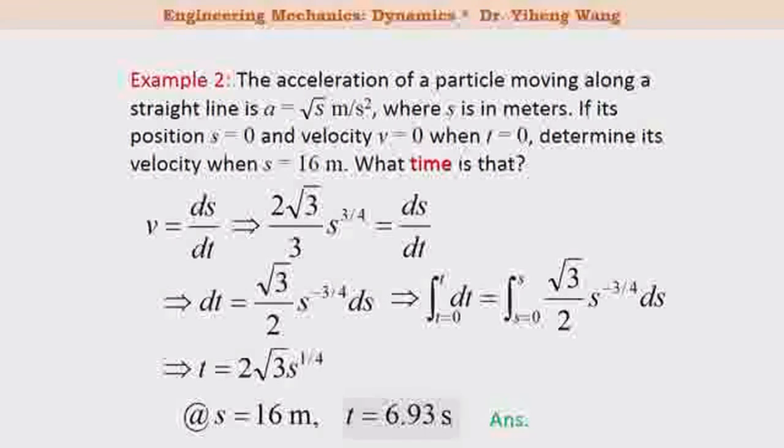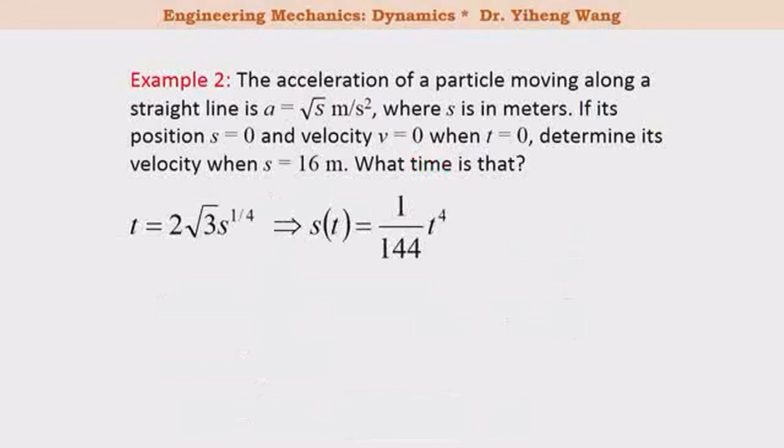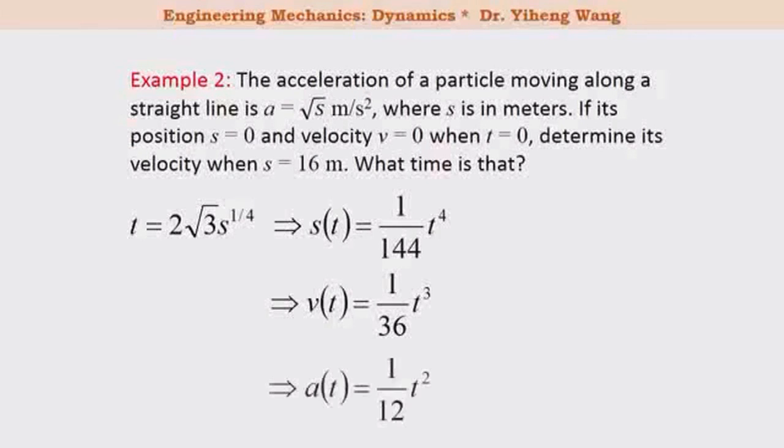Here we have time as a function of position. Normally, we would rewrite it to be position as a function of time. This is because time is always independent. Therefore, after rearrangement, we get the position as a function of time. Or we can also get velocity as a function of time, or the acceleration as a function of time. As you can see, acceleration does equal the square root of position s.